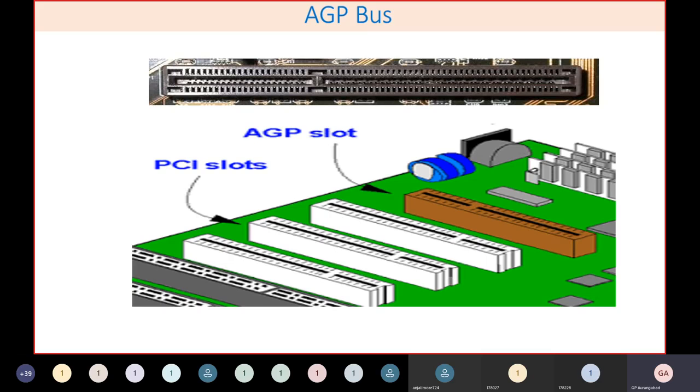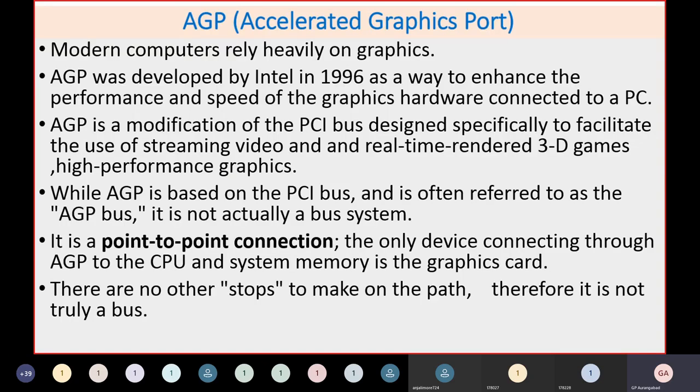As I said earlier, from 1996 onwards this particular port is available on specific motherboards. Only the slot is available on the motherboard, but you have to buy an AGP card separately, which will fit onto this port, and this port has some special features. Let us see some of the details related to this.